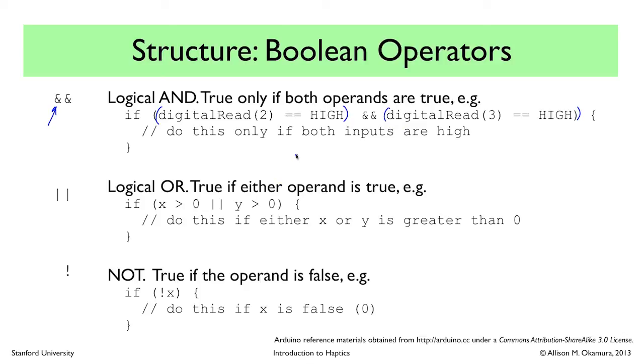You might also want to do an OR statement instead of an AND statement. And here's an example of this. If x is greater than 0 or y is greater than 0, then you're going to run some code. So this will happen if either x or y is greater than 0.